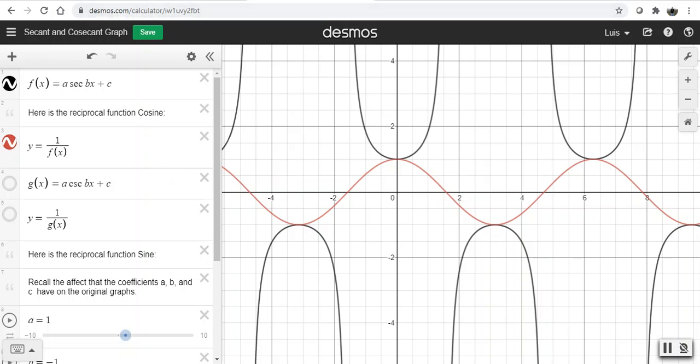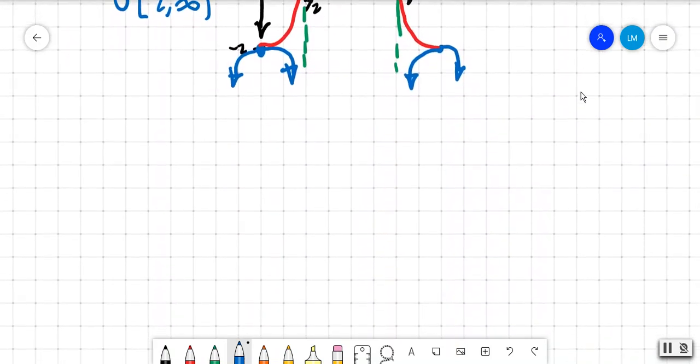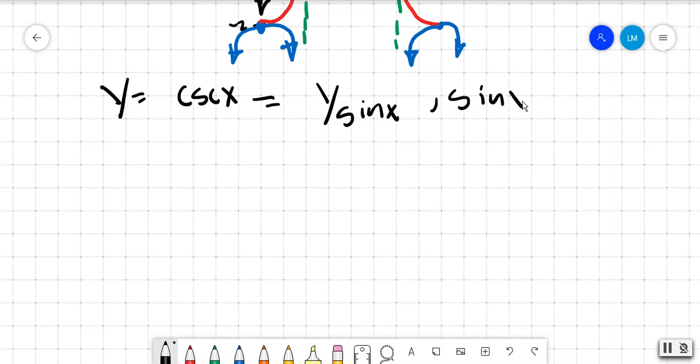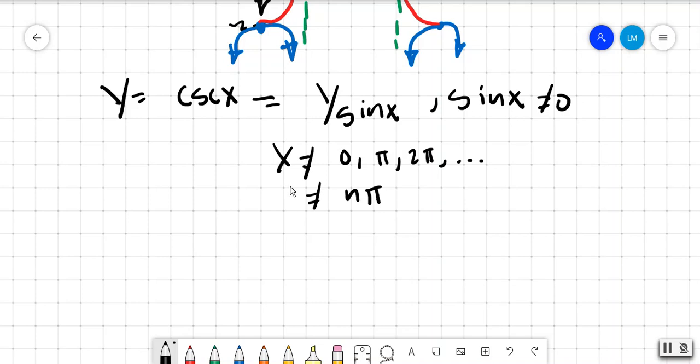Now looking at another function like cosecant, we would do it exactly the same way. So if we have y equals cosecant of x, this is the same thing as 1 over sine of x, for which sine of x cannot equal 0. Now x cannot equal 0 basically at 0, pi, 2 pi, and so on. So that tells us that it can't be any integer multiples of pi. So this is actually the domain.